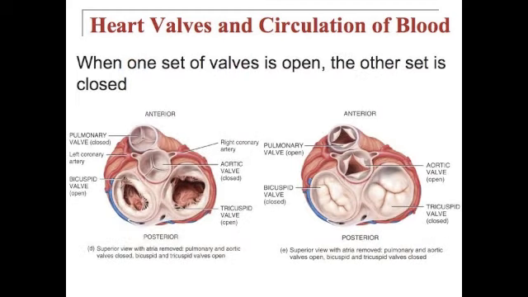So this cartoon is also figure 20.6, but now we're looking specifically at page 737. And we can see that when one set of valves in the heart is open, the other set is closed. So there, with this superior view of the atria removed, the pulmonary and aortic valves are closed, and the bicuspid and tricuspid valves are open. And then there at letter E, the superior view of the atria removed, pulmonary and aortic valves are open, and the bicuspid and tricuspid valves are closed.